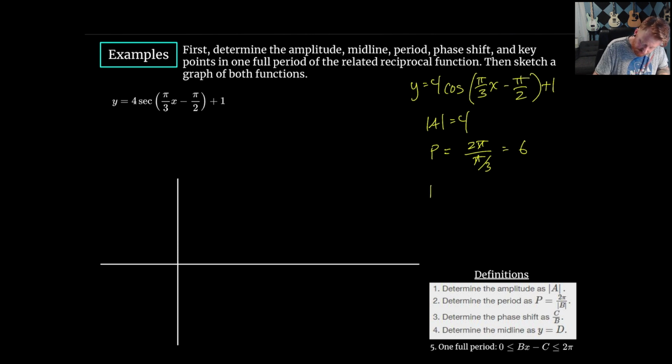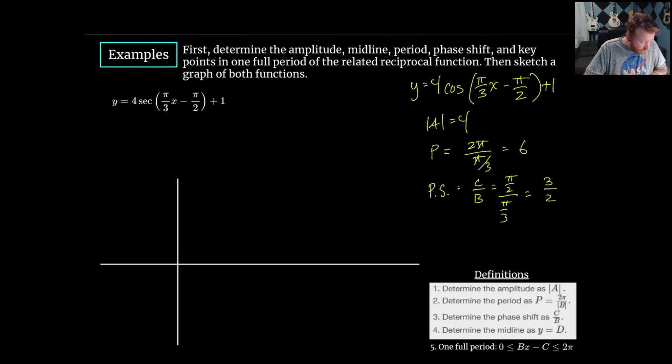The phase shift is c over b, which in this case is going to be pi over 2 over pi over 3, which is going to give me, pi cancel, 3 over 2. I knew it was coming eventually. So there's our 3 over 2 for our phase shift. So this is going to be shifted over 3 over 2, or 1.5 radians. Everything here is in terms of radians.